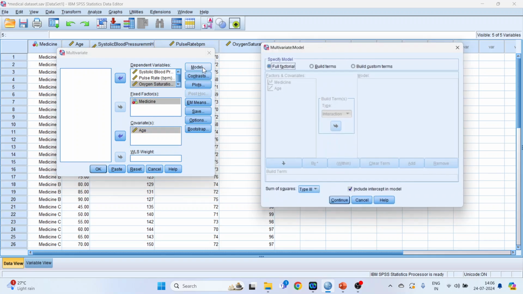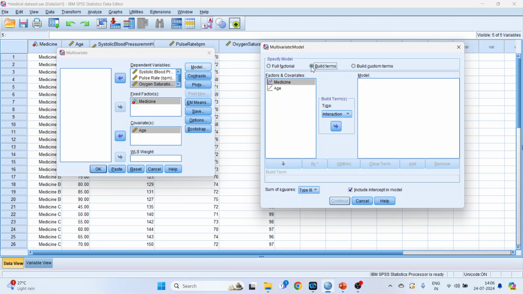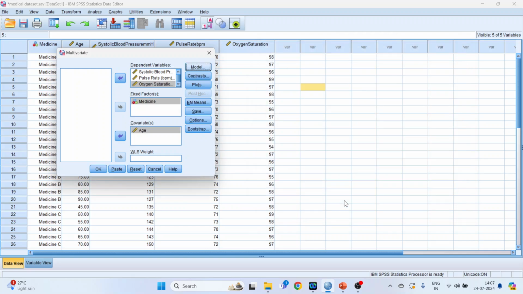Now click on Model, and instead of full factorial, activate Build terms. Transfer medicine, age, now select medicine and age together and press Continue and click OK.